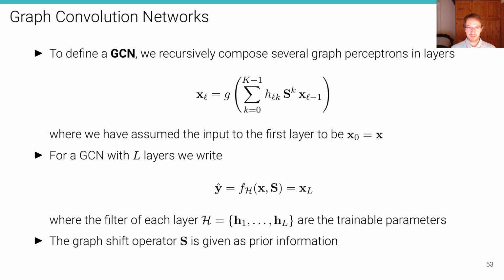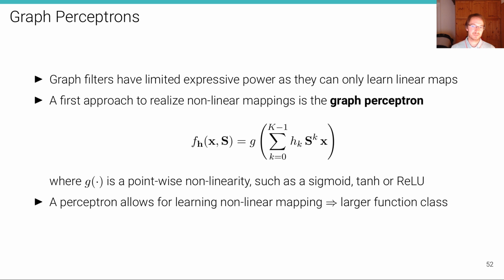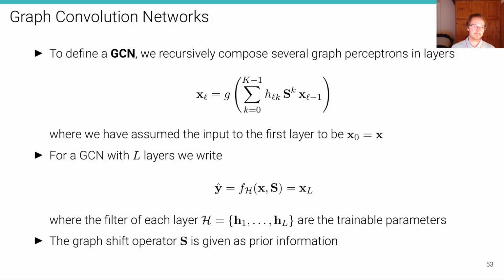It's the first model that, if you would use a sigmoid here, could basically do classification. To define a graph convolutional network now, we take these perceptrons and, as in an MLP, recursively compose these graph perceptrons into layers. So we have a graph perceptron here where the h has an additional index l for the layer, and x has now an index for the layer as well.